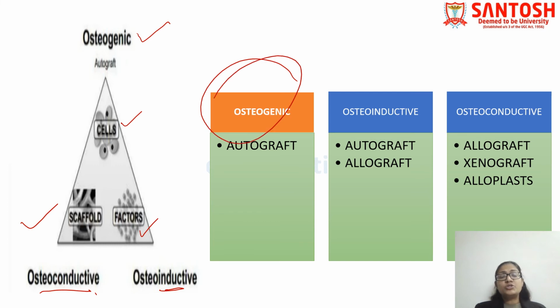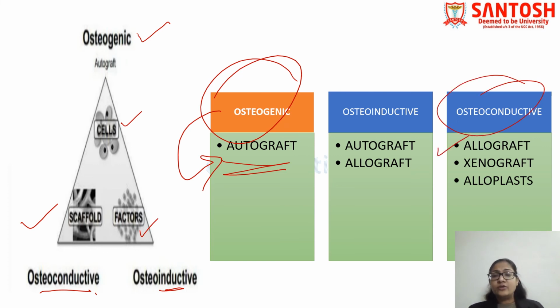So under osteogenic, you have autograft. As I told you, the only graft that has the osteogenic potential is your autograft, and this is your gold standard of grafting. Next is osteoconductive. You could have allograft, xenograft, or alloplast. In osteoinductive, you could have autograft or allografts.